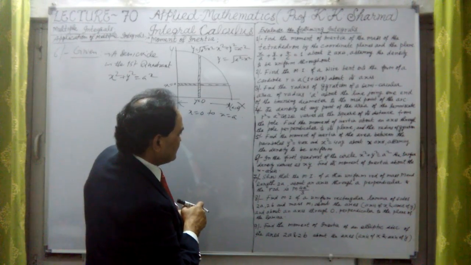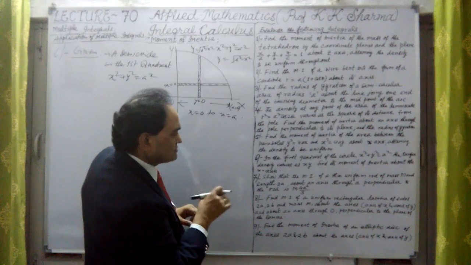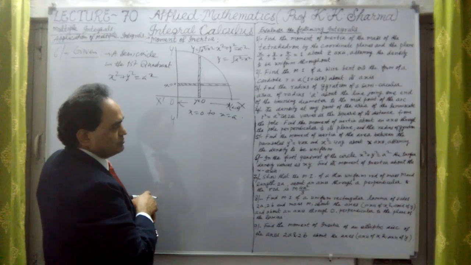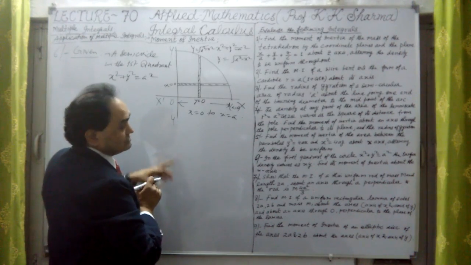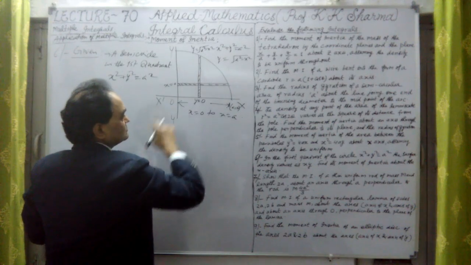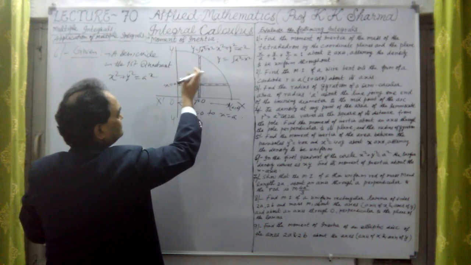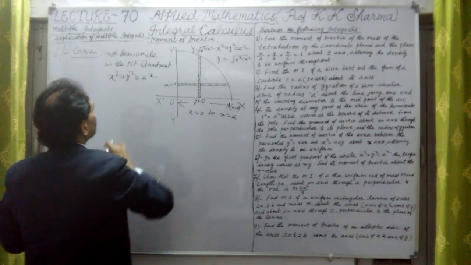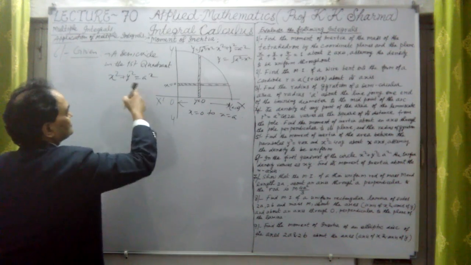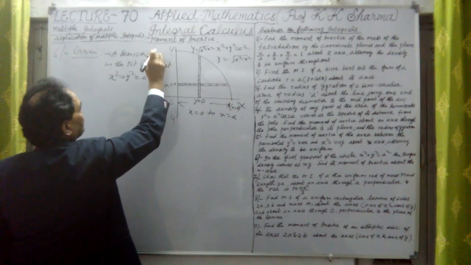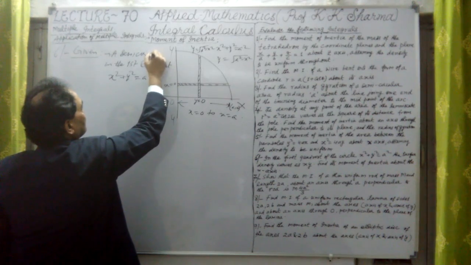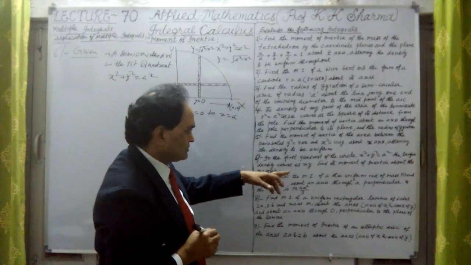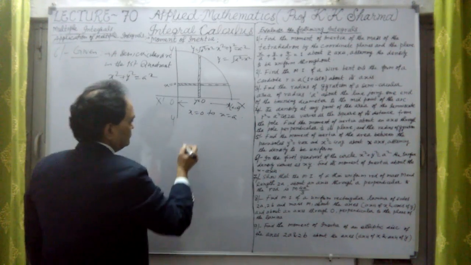Here it is given: in the first quadrant of the circle, the surface density varies as xy. Find its moment of inertia about the x-axis. This is only in the first quadrant of this arc. Not the full semicircle, semicircular is like this, and only in the first quadrant it is given. In the first quadrant, the surface density varies as this.